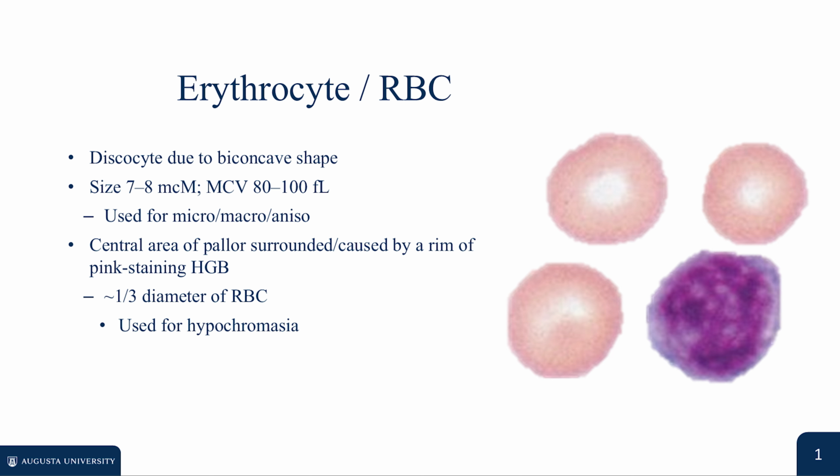Size variations like microcytosis, macrocytosis, and overall anisocytosis are quantified using the MCV and the red cell distribution width, or RDW. Meanwhile, hemoglobin content, such as hypochromasia, is evaluated by gauging the size of that central area of pallor. We then correlate those visual microscopic findings directly with the automated mean corpuscular hemoglobin concentration, or MCHC.